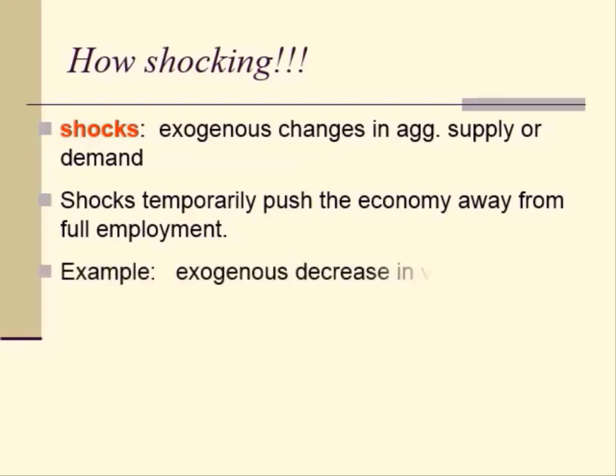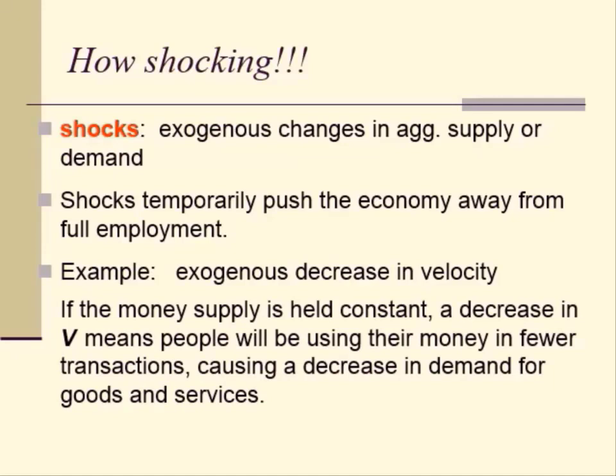Now let's first look at a demand shock. For example, an exogenous decrease in velocity. And if the money supply is held constant, a decrease in V means people will be using their money in fewer transactions, causing a decrease in demand for goods and services.